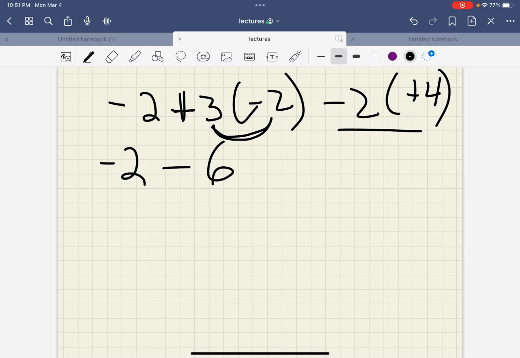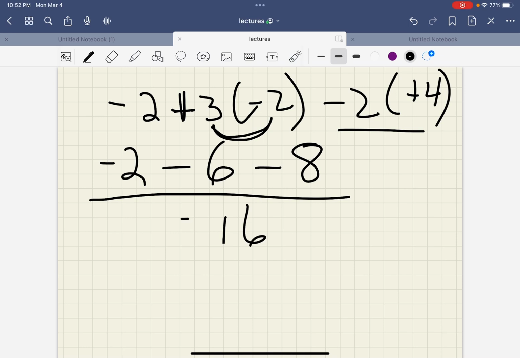When we move over here, a negative times a positive is a negative. 2 times 4 is 8. Okay, now then we switch gears and we're adding now because all the multiplication is done. So every one of these numbers is negative. So if they're all the same sign, we add and we keep the sign. So 2 and 6 is 8, and 8 and 8 is 16, and it was negative, so the answer is negative.